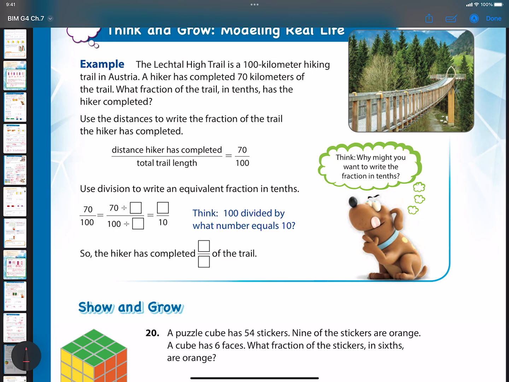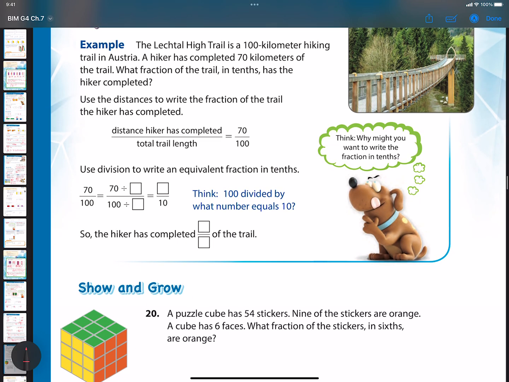Okay? Alright, think why might you want to write the fraction in tenths? Okay? Because they want to make it simpler. Okay? Now use the division to write an equivalent fraction in tenths. 70 over 100. We know both what? Multiples of 10. That means what? 10 is a common factor, which is 7 over 10. So the hiker has completed 7 over 10 of the trail. Alright, that was easy. Okay, number 20.